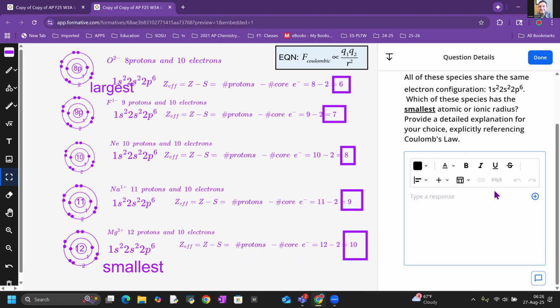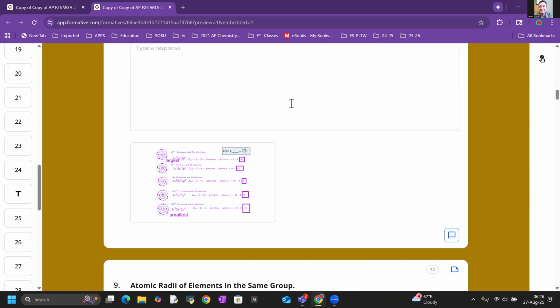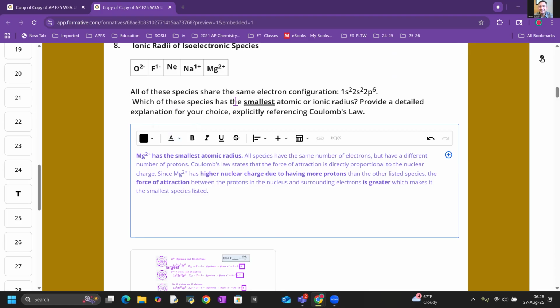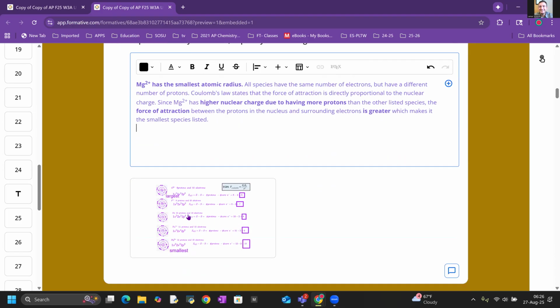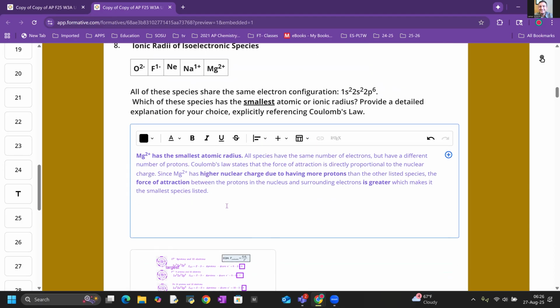So how can we answer this question? Let's take a look at that real quick in light of all that we have. All right, so we need to make an explanation because you don't even have the option to show your work. I didn't want you to show your work. I just want you to explain. So it says, provide a detailed explanation for your choice explicitly referencing Coulomb's law.